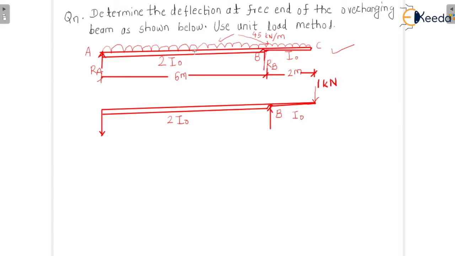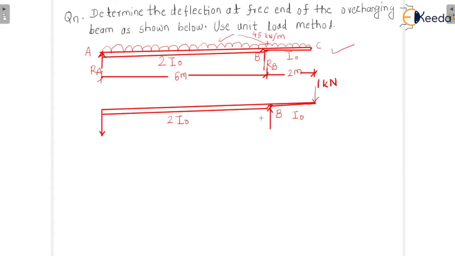So here 2 I0, okay, moment of inertia, it is twice I0, but here it is single, only I0, I naught. So here this span is 6 meter and this particular span is only 2 meter. Okay. So this is the beam where external loads are acting. But in the other beam, where unit load is acting, we always draw two diagrams, one beam with external load and one beam with unit load.